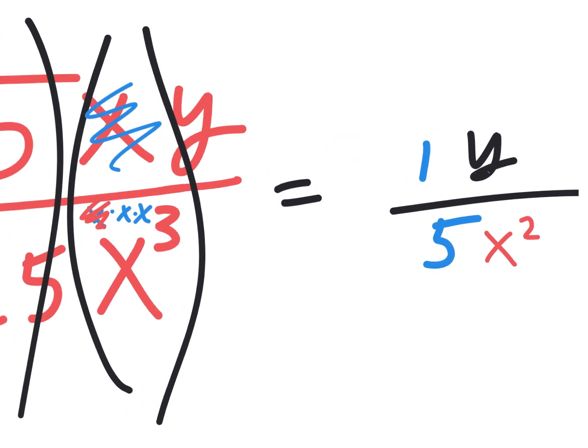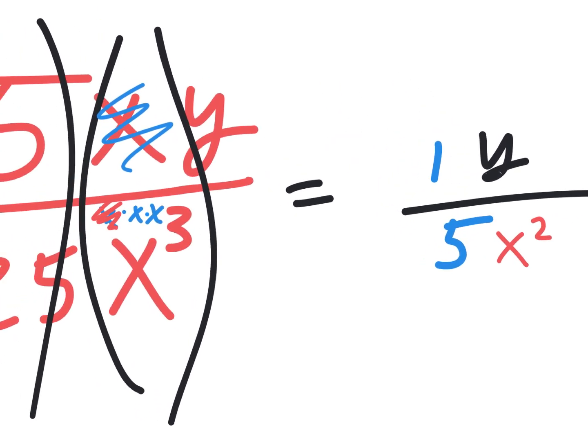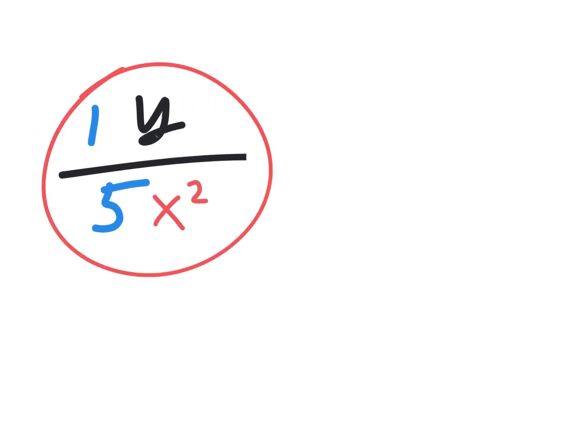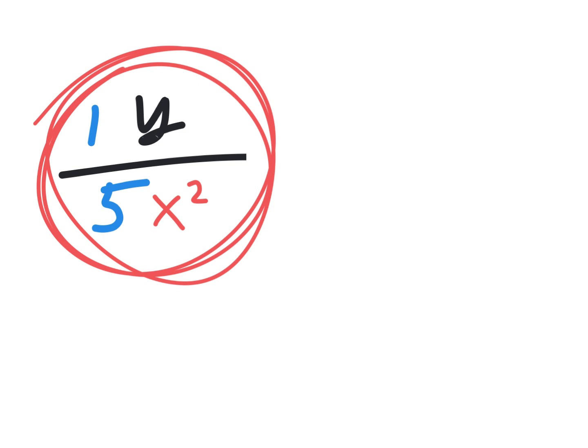That's the hardest thing. Do you get what you just did there? Yeah, okay, good. So 1 over 5x squared, raise your hand if you had that one right. Cool. Then the last 2 things.